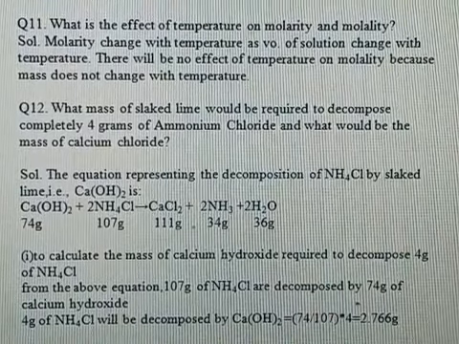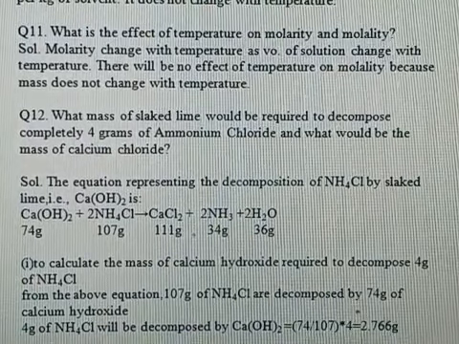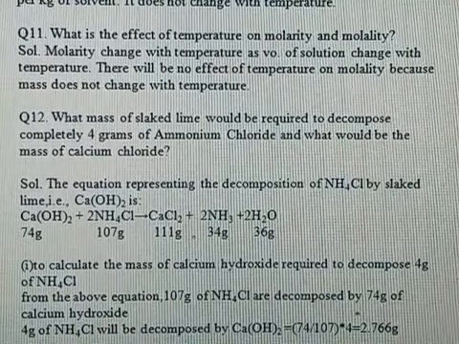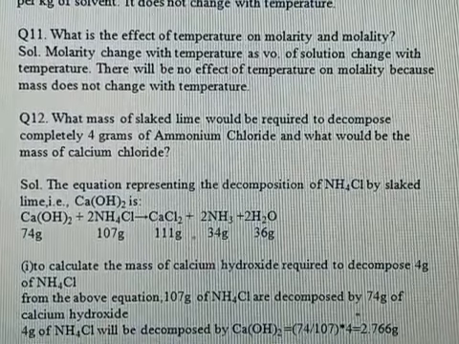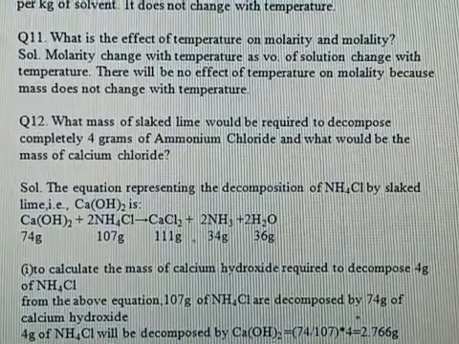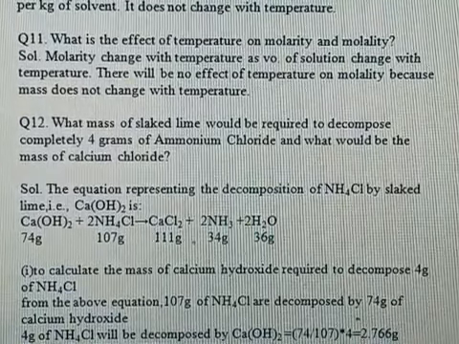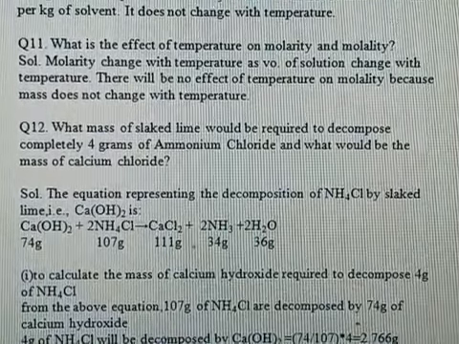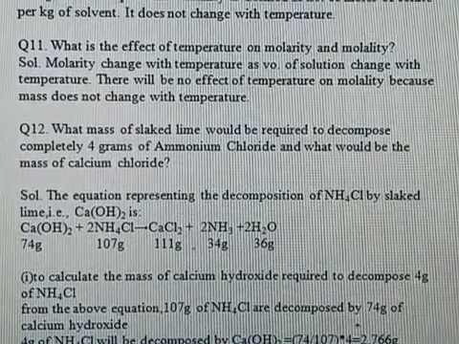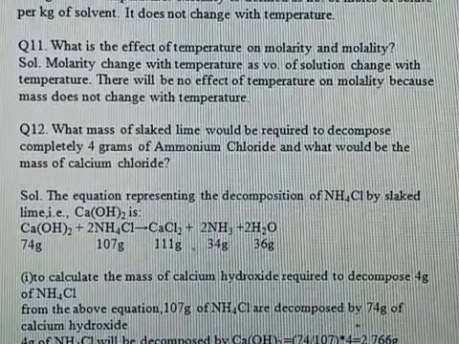Now we will write this in terms of gram. Calcium hydroxide is present in 1 mole amount. So 1 mole is equal to 74 gram. You can simply calculate molecular mass of calcium hydroxide. It will come equal to 74 gram. Then 2 moles of ammonium chloride is equal to 107 gram. Again we are calculating here molecular mass of 2 moles of ammonium chloride. Calcium chloride is 111 gram and 2 moles of ammonia is 34 gram. 2 moles of water is equal to 36 gram.